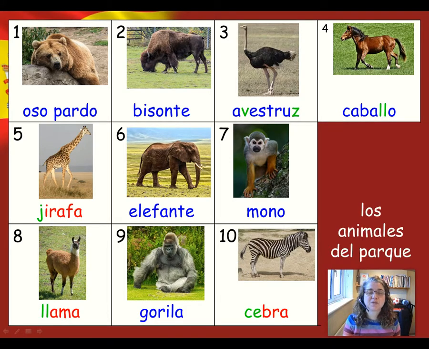And we looked at the sound, didn't we, in each of those words that makes them a bit different to English. We saw that in avestruz, the V has a B sound and the Z has a Th sound. In caballo and in llama as well, two L's make a Y sound. Then in the word for giraffe, jirafa, the letter J makes that J sound. And finally, in the last animal, zebra, the C and an E makes the Th sound.